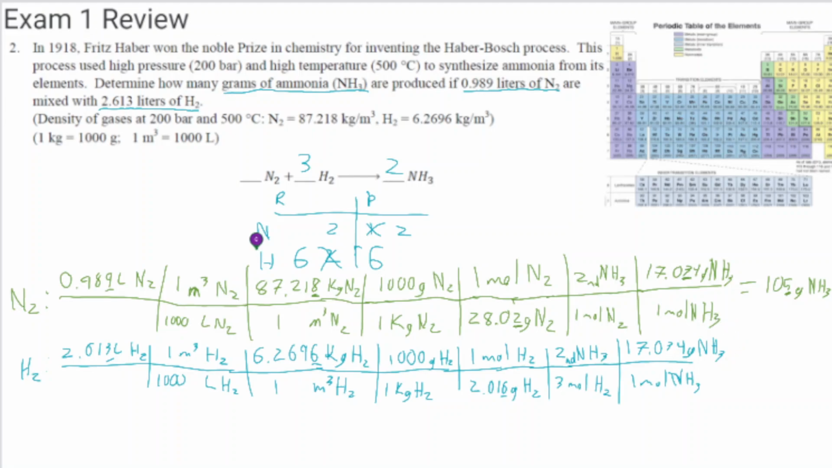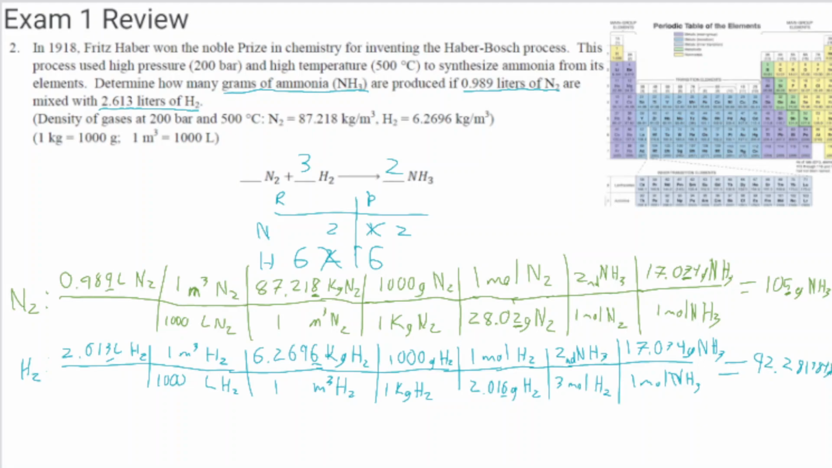All right, so now we need to multiply everything on top. We're going to multiply that 2.613 by 6.2696 by 1,000 by 2, and then by 17.034. Then we can divide by everything on bottom. We'll divide by 1,000. We'll divide by 2.016 and divide by 3. And if we punch all that in our calculator, we'll get 92.281384 grams of NH3.